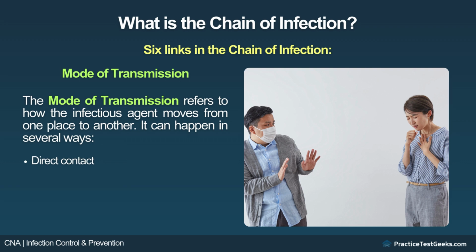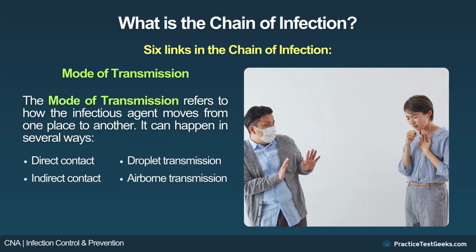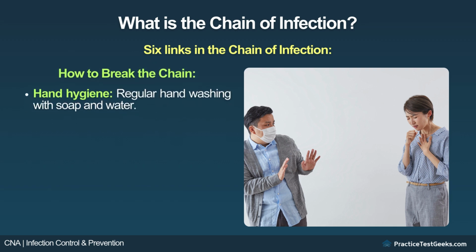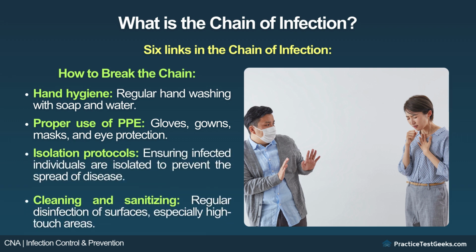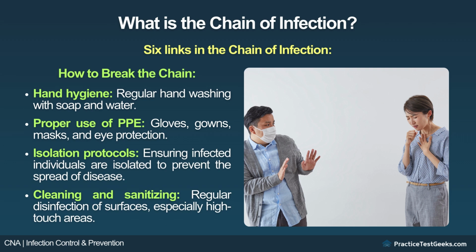Transmission may occur through direct contact, such as touching, hugging, or shaking hands, or indirectly through contaminated objects and medical equipment. Droplet transmission happens when coughing, sneezing, or talking releases infectious particles. Airborne transmission allows pathogens to remain suspended in the air for extended periods, while vector-borne transmission relies on insects like mosquitoes or ticks. Breaking this link involves proper hand hygiene, correct use of protective equipment, following isolation protocols, and regular cleaning and disinfection of high-touch surfaces. By interrupting transmission routes, we significantly limit the spread of infection.